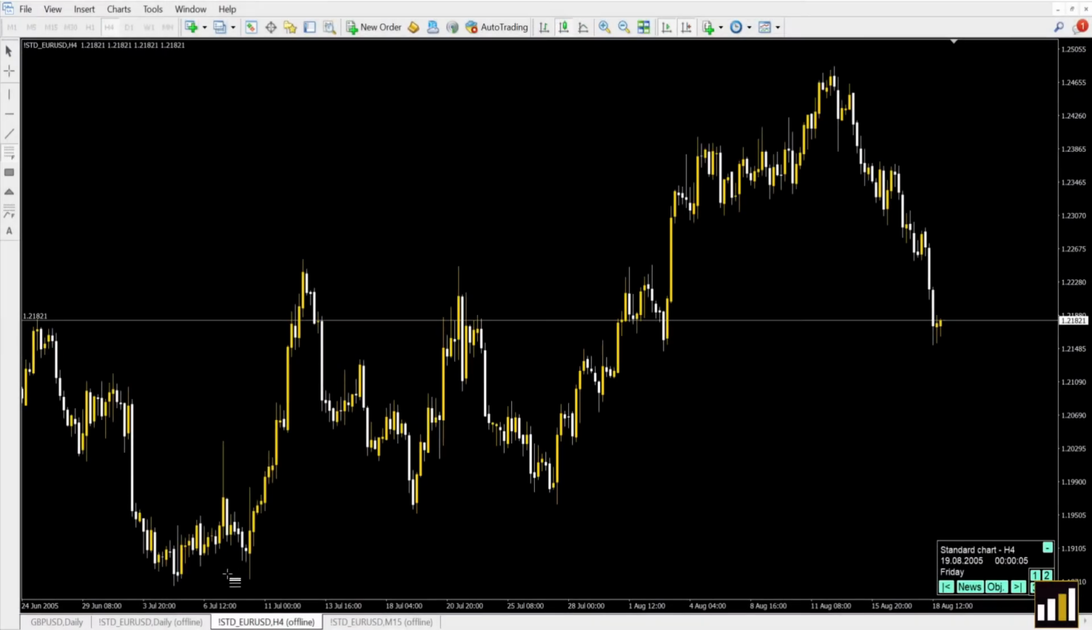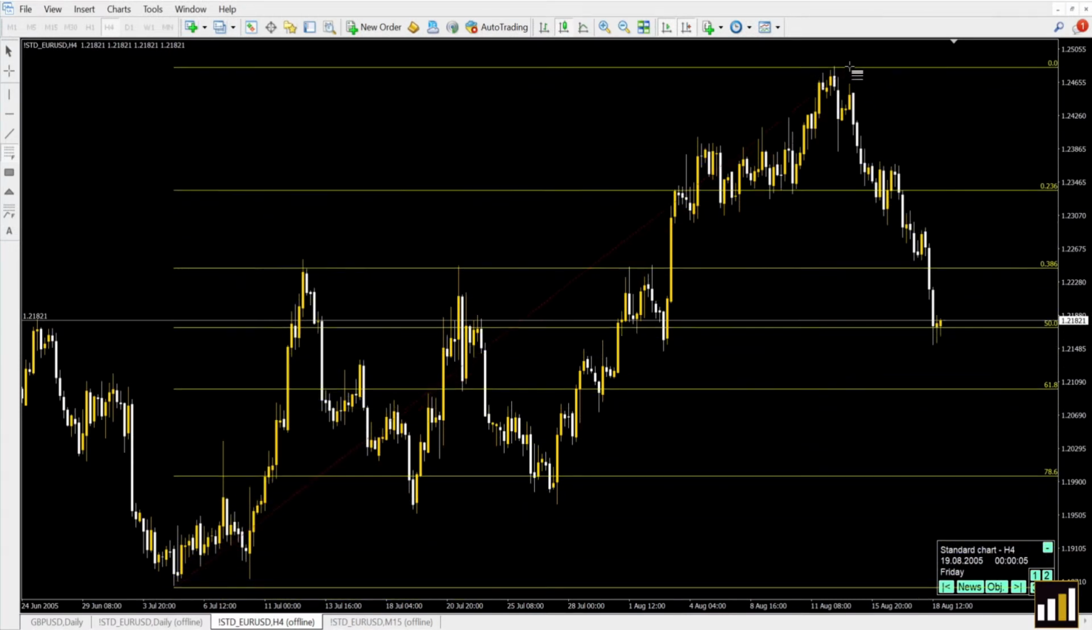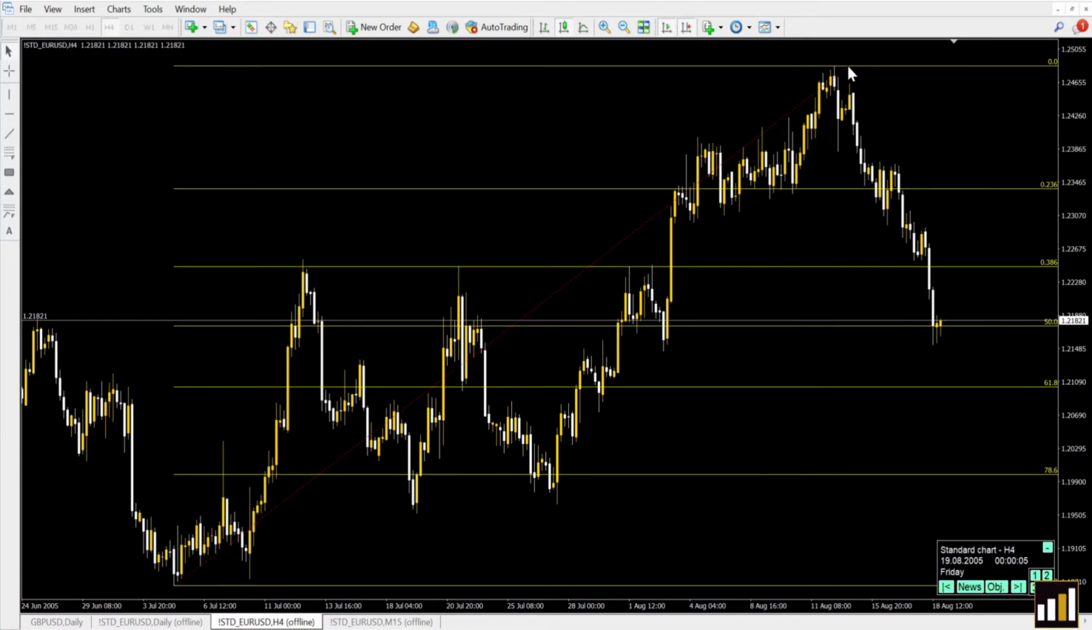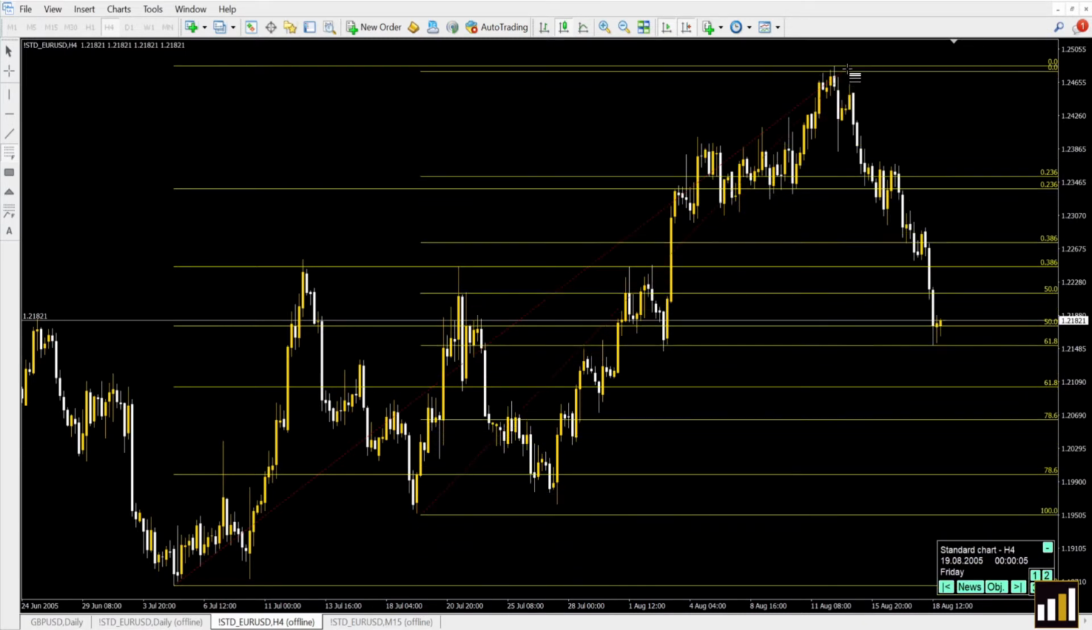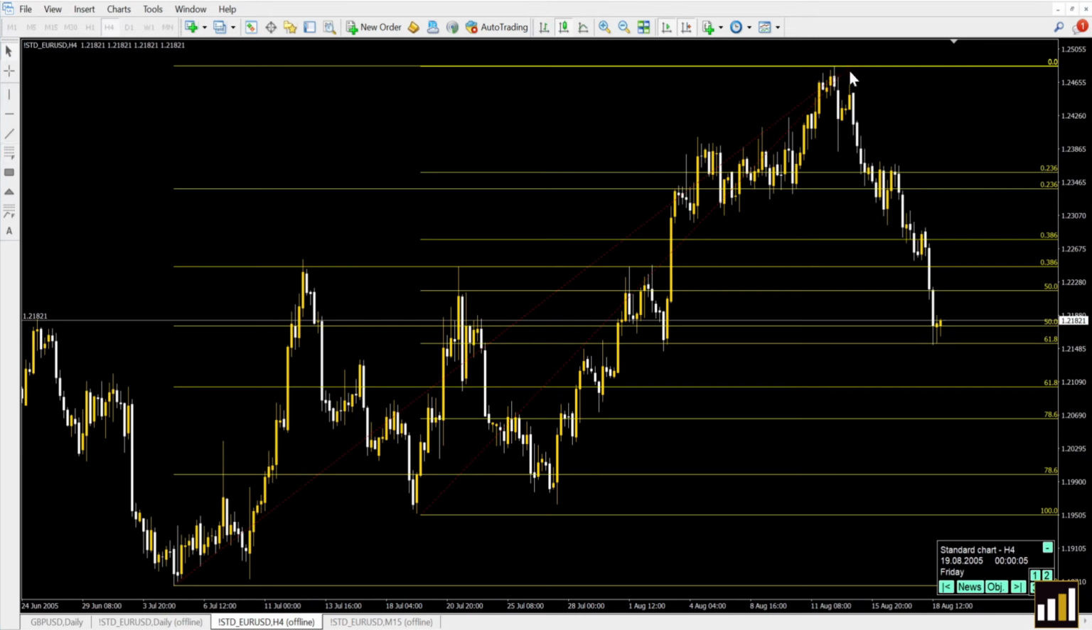So we're going to take our Fibonacci tool and drag it from the bottom all the way to the highest high. This is important. And then we want triple confirmation. So we're going to take another low to the highest high again. So here we can see we have a 50% retracement and a 61.8% retracement in that area. So already this is looking very good.